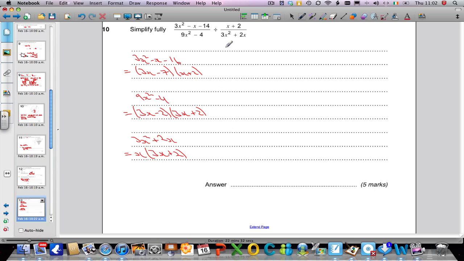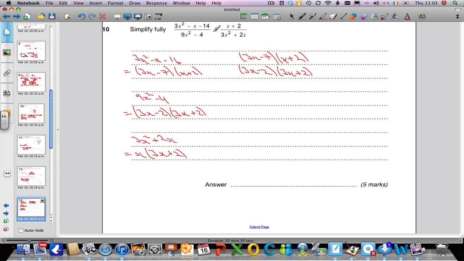Okay, so we factorized 3 of the expressions, cannot factorize that one there, so let's start to write it down. So the top expression is 3x minus 7 times by x plus 2, underneath we've got 3x minus 2 times by 3x plus 2. Now, before I write down the other one, notice here that it's divided by a fraction.